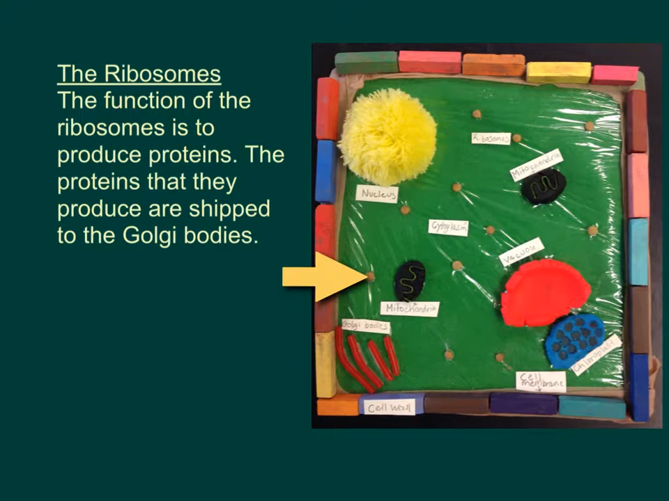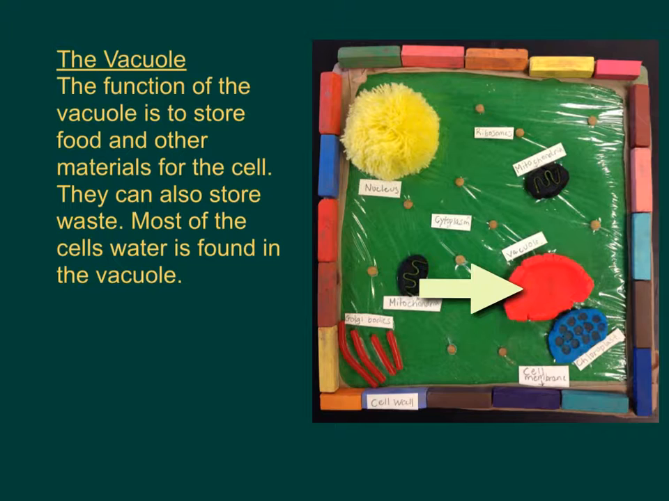The ribosomes. The function of the ribosomes is to produce proteins. The proteins that they produce are shipped to the Golgi bodies. The vacuole. The function of the vacuole is to store food and other materials for the cell. They can also store waste. Most of the cell's water is found in the vacuole.